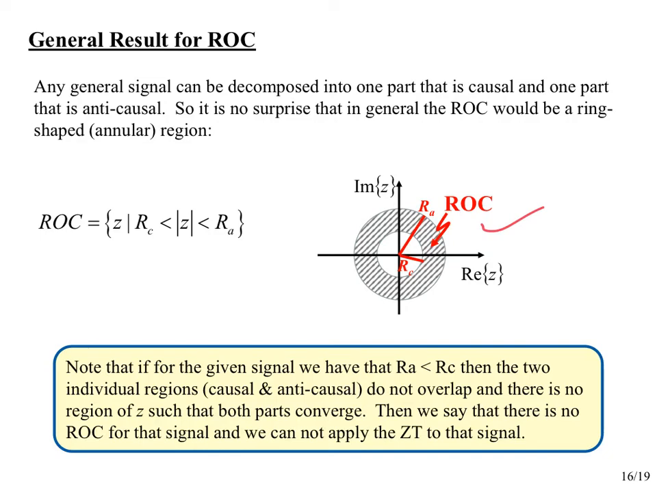Now there are scenarios where the R sub A, which is out here, and the R sub C here are such that R sub A is less than R sub C, in which case the intersection is zero. The two individual regions of convergence do not overlap, and so for such a signal, there is no region of convergence, and so then we would say that the Z transform does not exist anywhere.